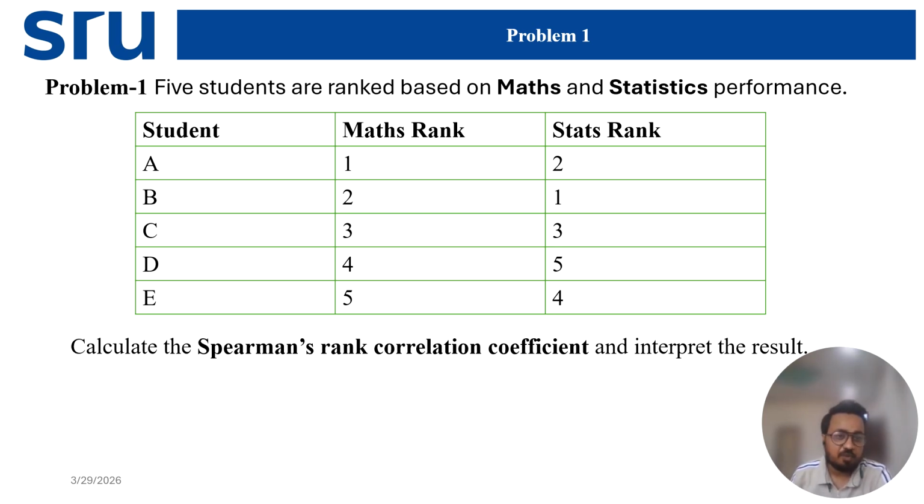This is the first problem. Given that 5 students are ranked based on their math and statistics performance. Students A, B, C, D, E are given with their rank in math and stats. Here we will find the Spearman rank correlation coefficient, then we will interpret this result.